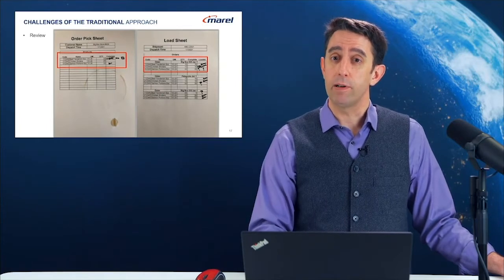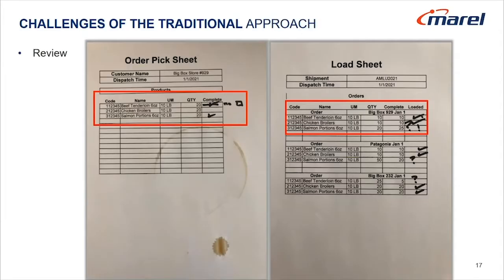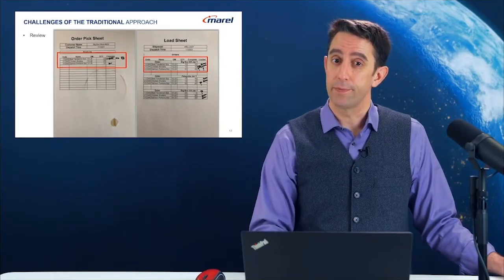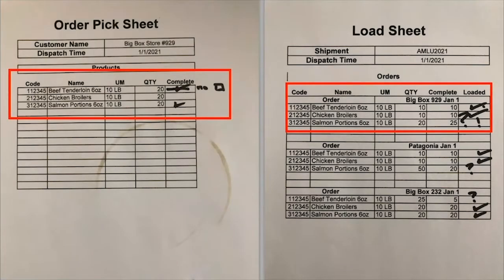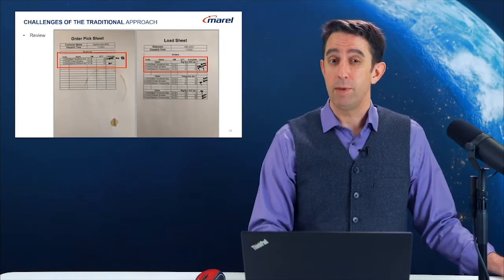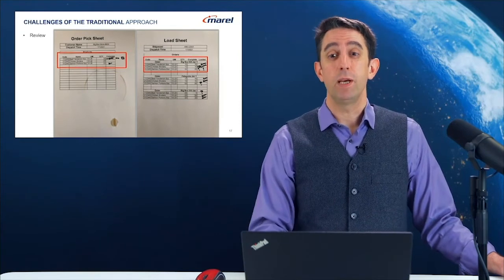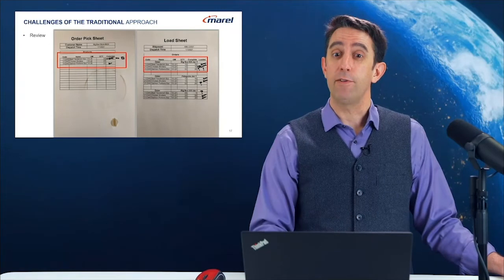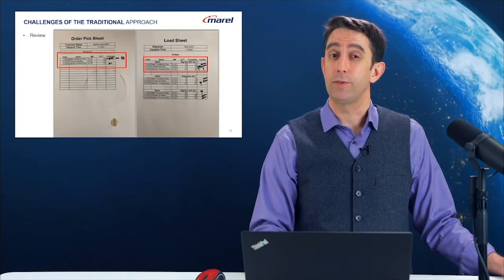We took a piece of paper, we marked on it, and left it to someone else to transcribe it to assign it to a customer. We then took a piece of paper, marked on it, and left it to someone else to transcribe it to prove it was delivered. Is it clear to you what Big Box Store 929 was shipped on January 1st by looking at these forms? Maybe the better question is, if Big Box Store 929 claims they didn't get what they ordered, how fast can your business supply evidence to disprove them?